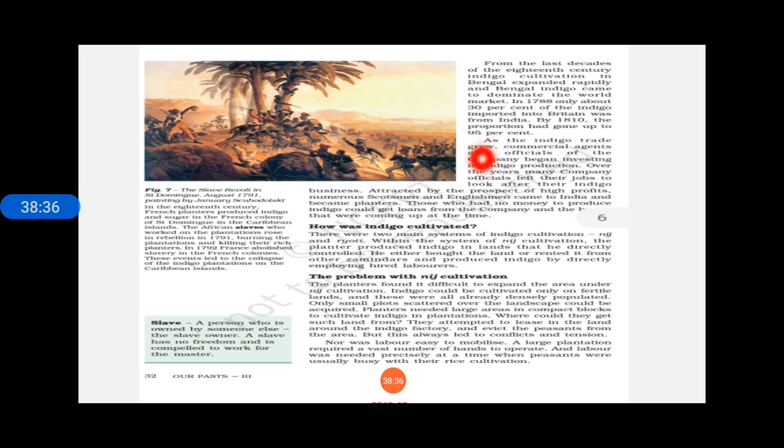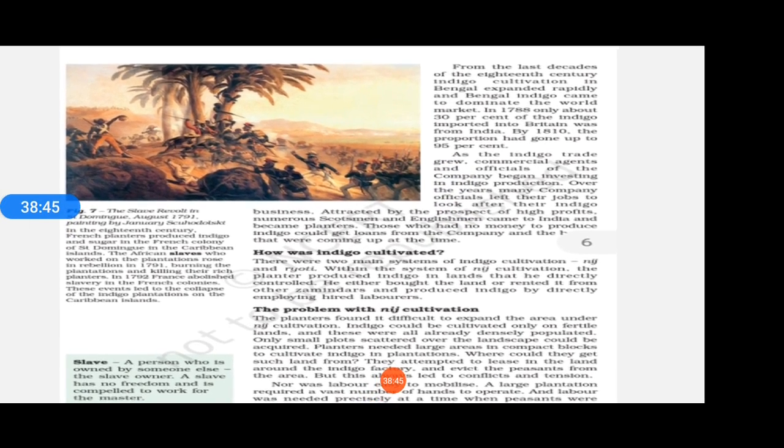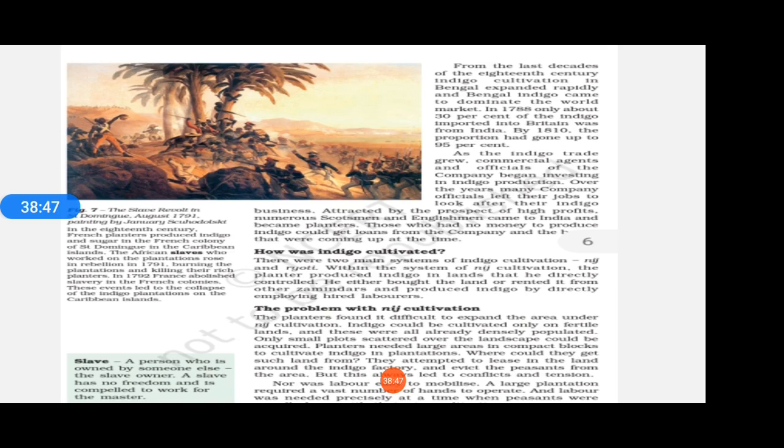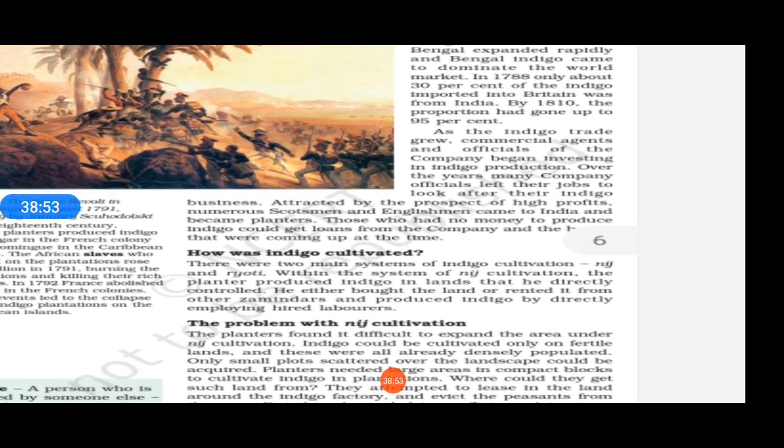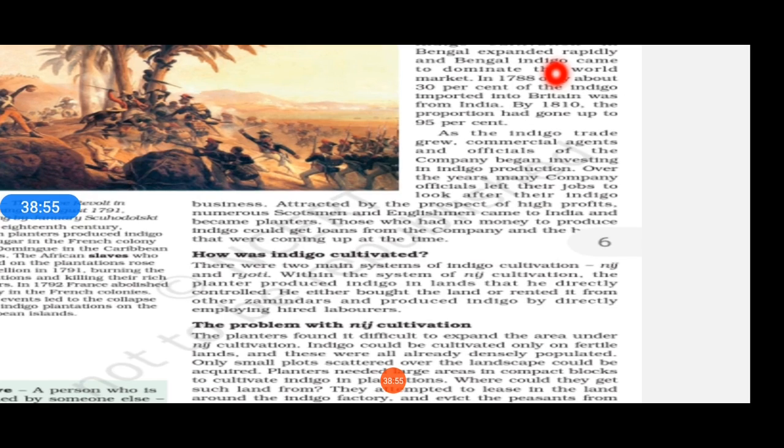From the last decade of the 18th century, indigo plantation started in Bengal. In 1788, only 30% of indigo was exported from India. But then it increased drastically, and by the year 1810 about 95% of indigo was exported from India to the European countries. What was the idea of the Britishers? To invest more in indigo plantation.